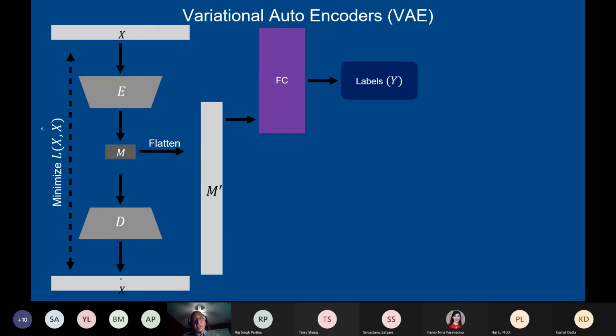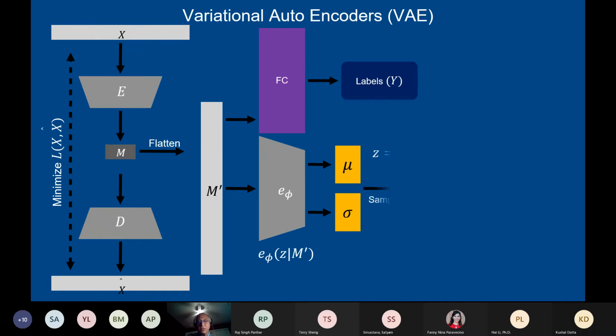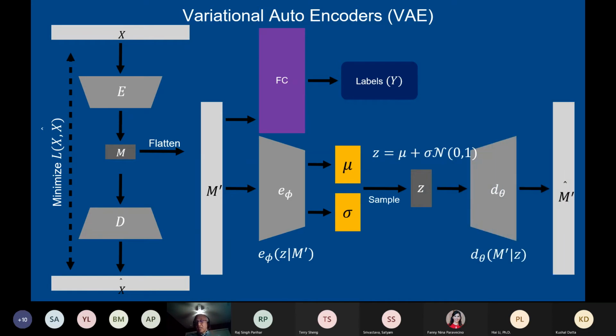If you take X and generate Y, you have the labels. But sometimes we don't have labels. Then that's unsupervised learning. So we decode it, get an X hat, and then try to minimize the difference between X and X hat. They are flattened, sent to M hat, and then going forward we go through an encoder and decoder for a VAE that generates this M hat prime, and then the loss can be minimized between M prime and M prime hat.